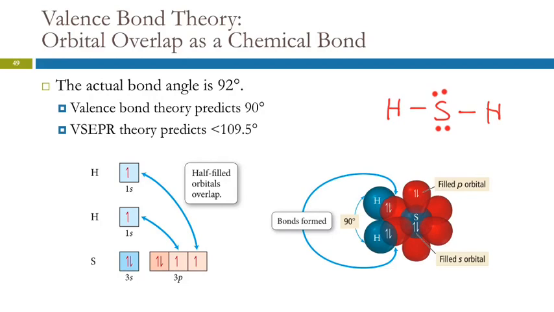Well, if you actually measure it, we find out that the bond angle is 92 degrees. Well, that's less than 109.5, right? So it's a little higher than 90, but, you know, things bend around, right? Any questions so far? Yes?